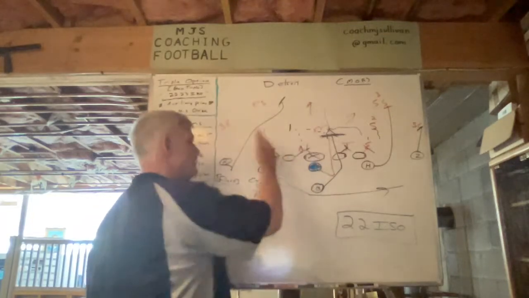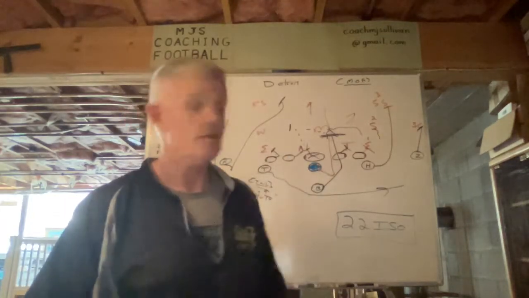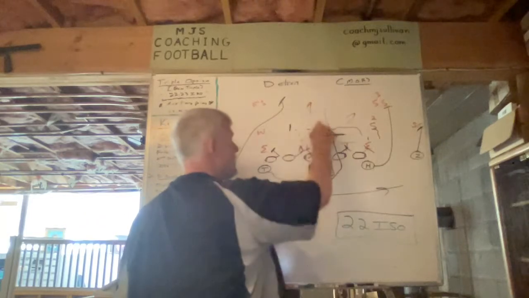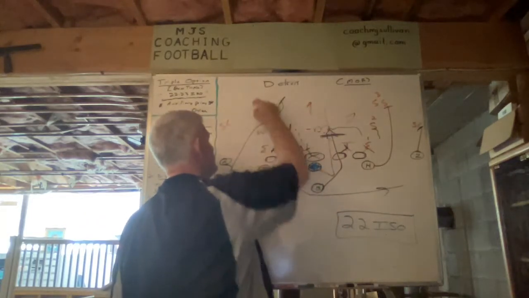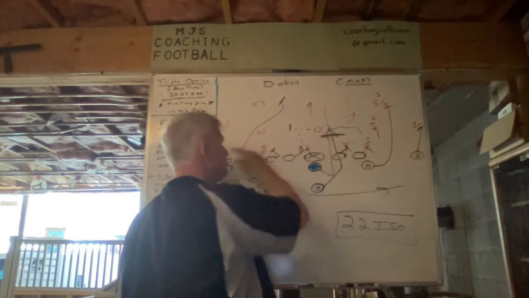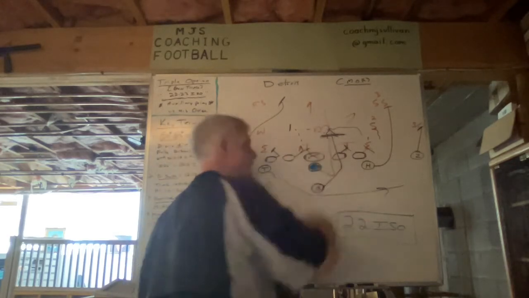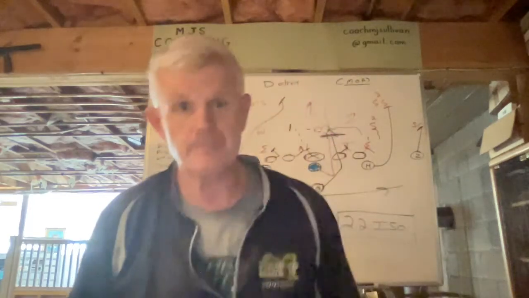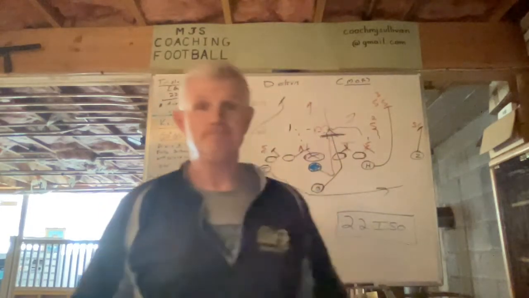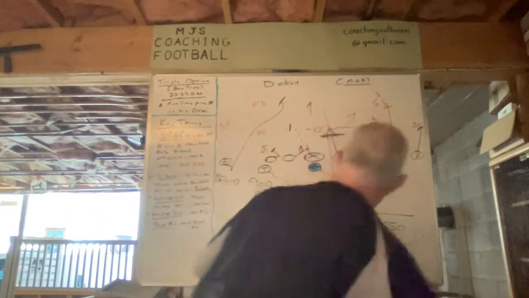It can also be run to the five. Okay, so when you're running it to the five, everything stays the same. You're going to arc three. You're not going to block two. You're going to block one. Now the B back is guaranteed. He's going to be blocking Mike linebacker.